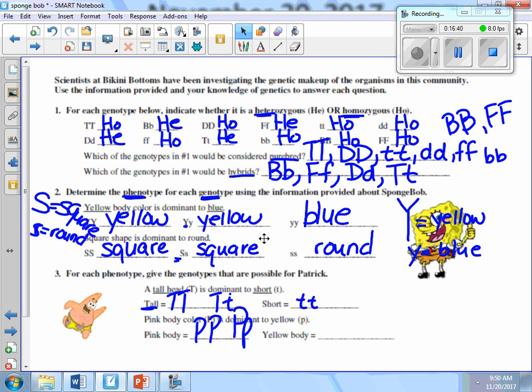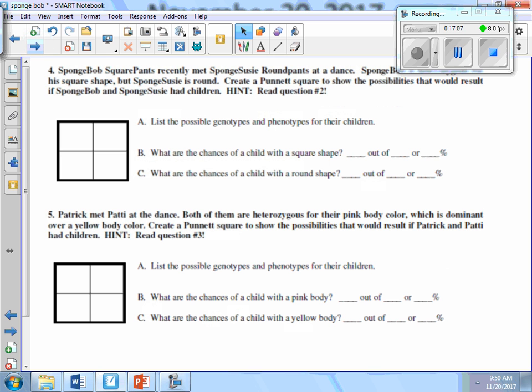Big P, little p. Excellent. Why is this also pink? Why is it also pink, Kanye? Yes, thank you. Uppercase P is dominant. Yellow body, Chloe. Yellow body is recessive. So what do I need? Yes, two little p's. Why, Selena? Exactly. All right, you guys have exactly 3 minutes to work on 4 and 5. If you pick to work with a partner, you may, or you can work alone. 3 minutes, go.